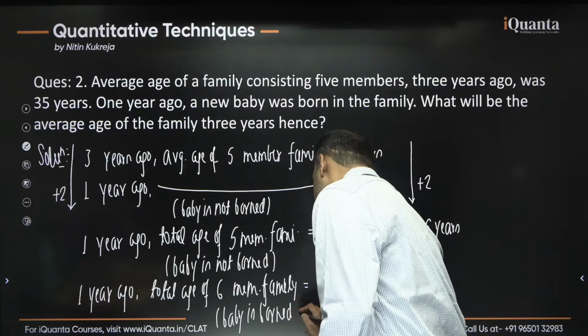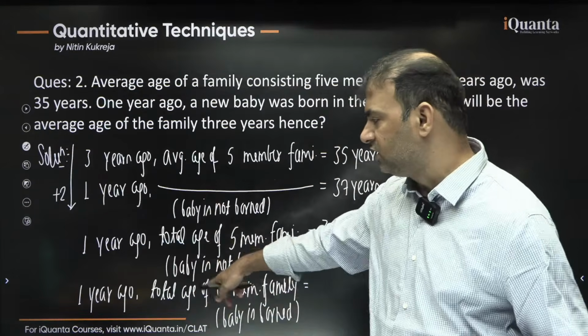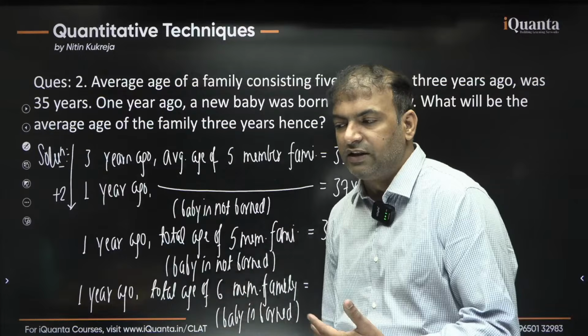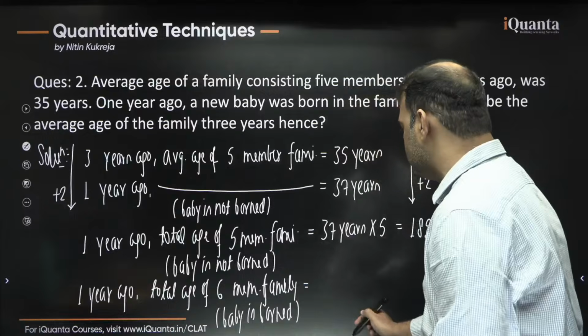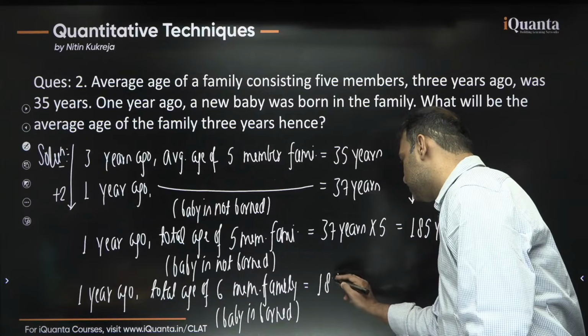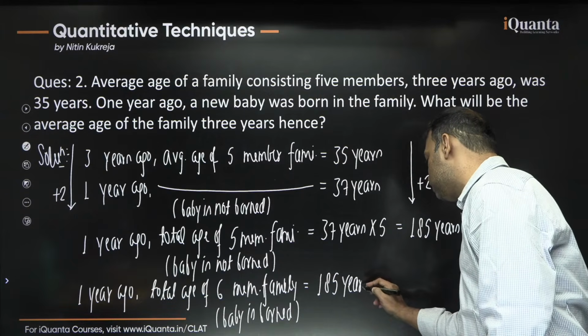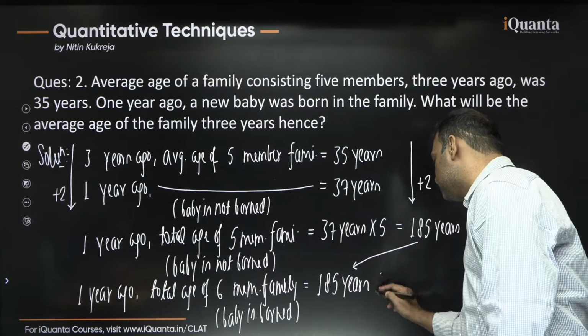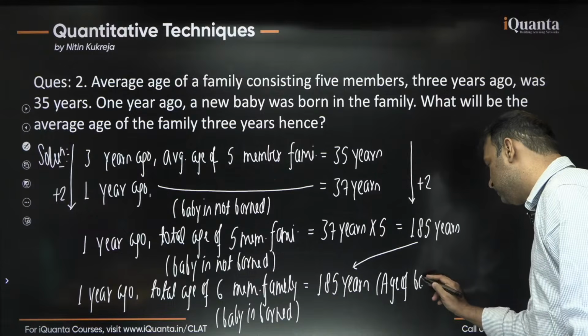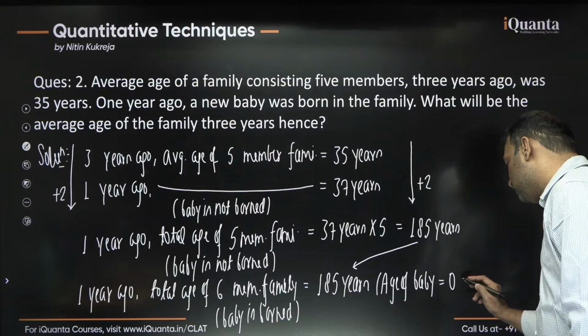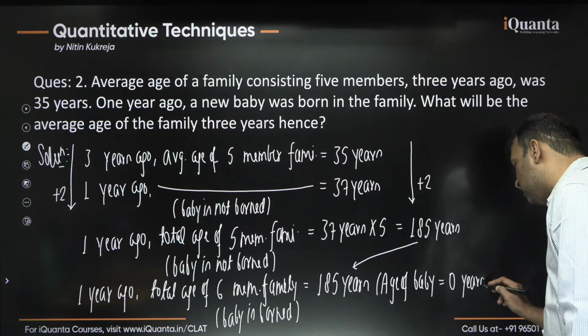See, the baby is just born at this moment. So obviously when the baby is born, the age of the baby is 0, very obvious, because the baby is just born. So we can say the total age is still 185, right? It is not changing, it is still 185 because the age of the baby at that point of time is 0. Very obvious, right?